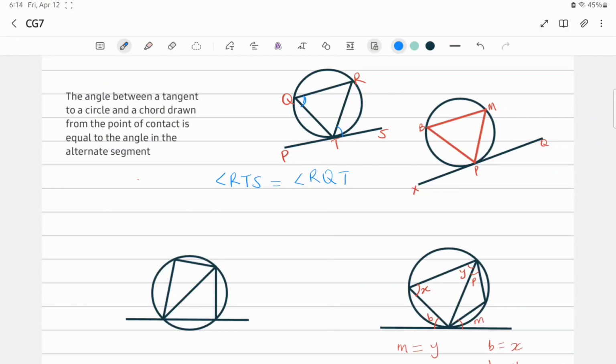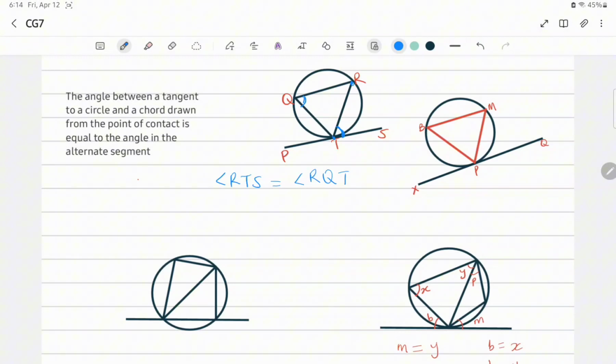It is quite simple. Just look at the chord that is touching the tangent. In this case, chord RT is touching the tangent PTS. So the angle formed is RTS. Now, what angle will be equal to RTS? Look at the two ends of that chord. In this case, point R right here, and point T. You can see the two ends of the chord.